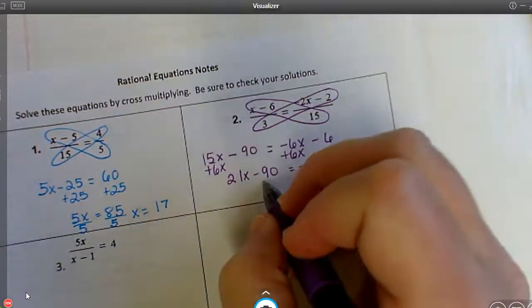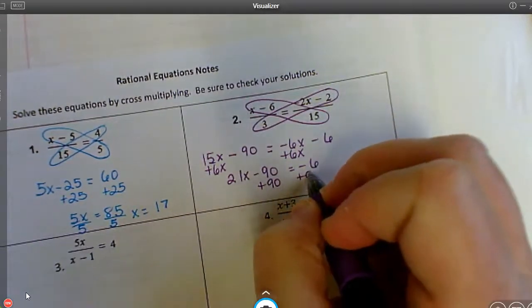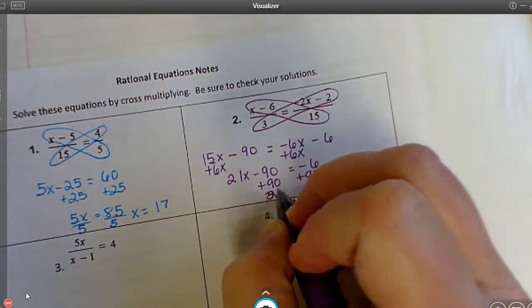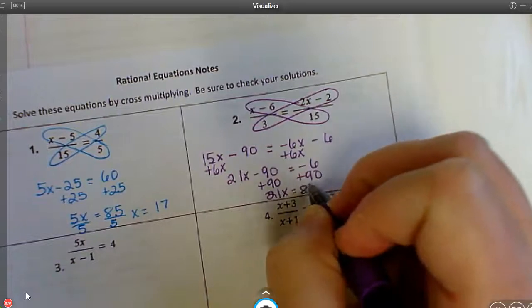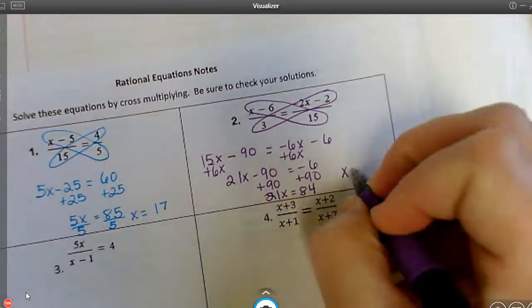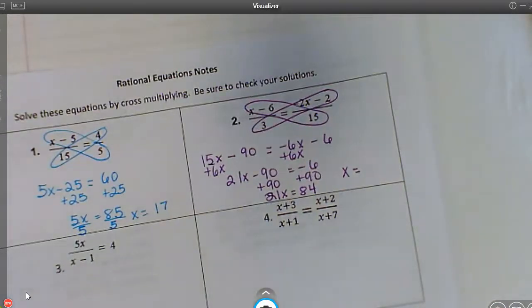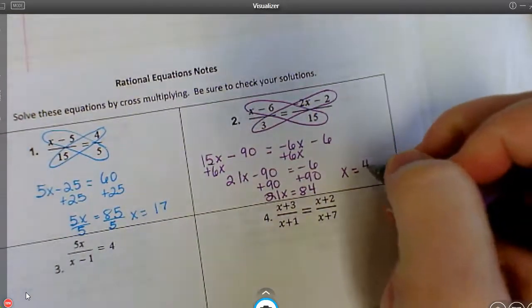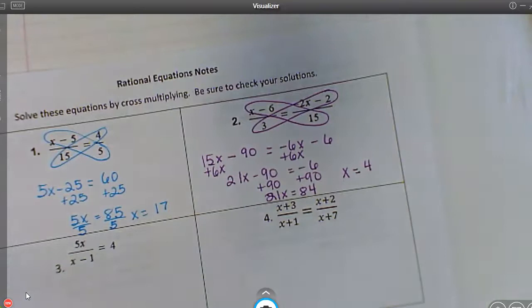Add 90 on both sides. And then we want to divide both sides by 21. I'm running out of room there, but know that whenever I'm getting my answer here, I'm dividing by 21, and so that we get x equals 4.